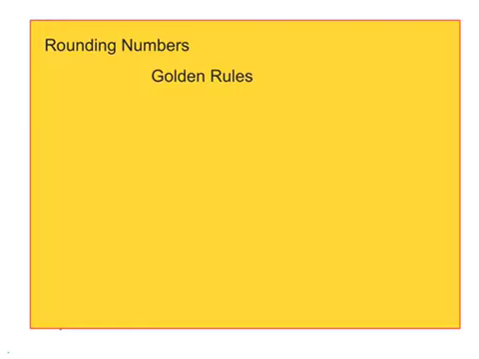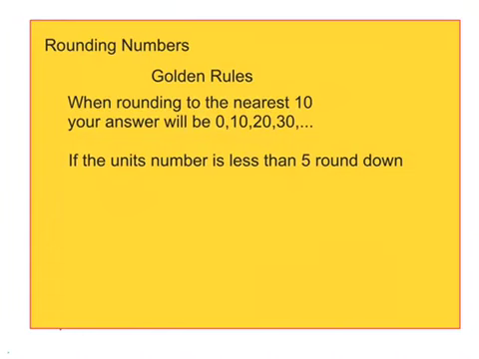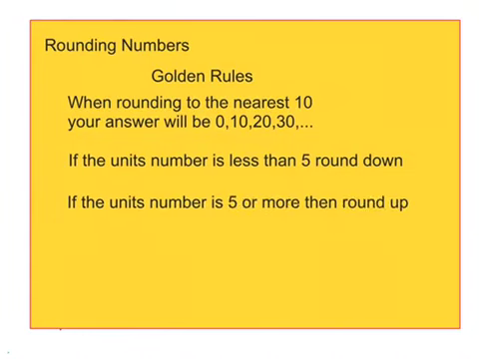So, the golden rules that we need to remember when we're rounding numbers. If you're rounding to 10, your answer will end up as a tens number: 10, 20, 30, 40, 50, 120, 180. You'll end up with a number like that. If the unit's number is less than 5, then you round down. And if the unit's number is 5 or more, then you round up.